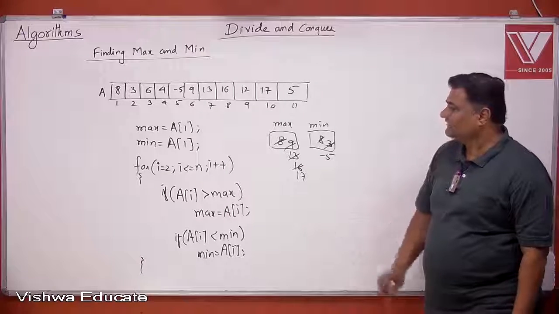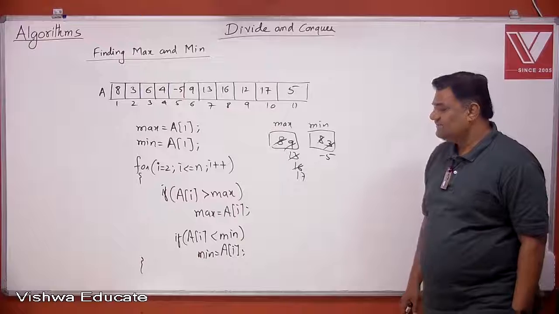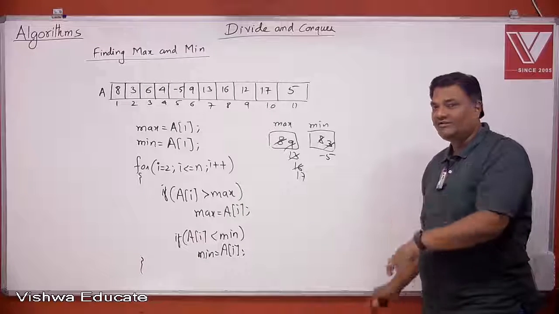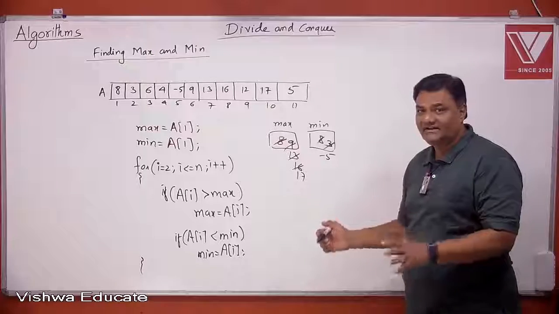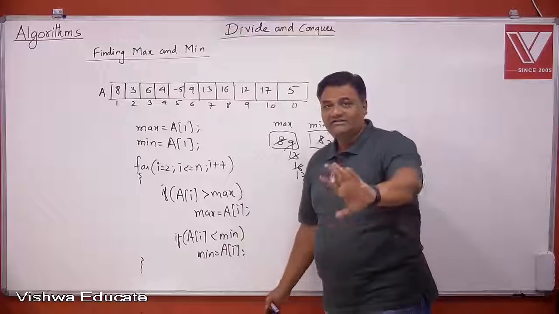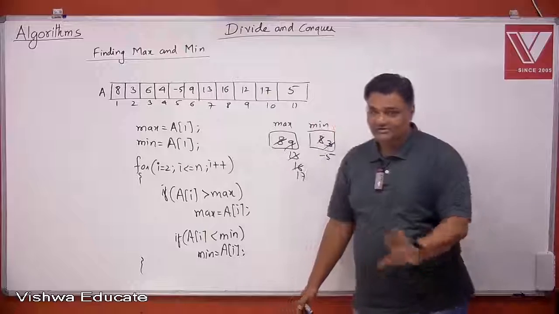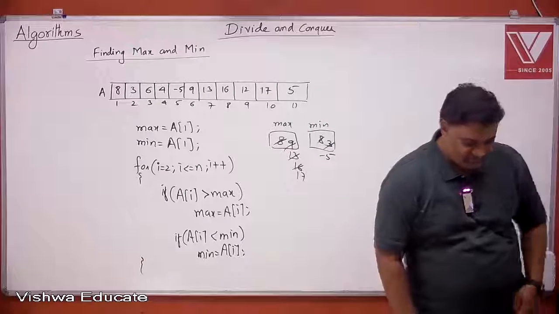You take this one, then I will tell you the analysis, then some changes, then we'll go for divide and conquer. This is the straight min-max or max-min algorithm. This is the straight method using a loop. There is no divide and conquer strategy.